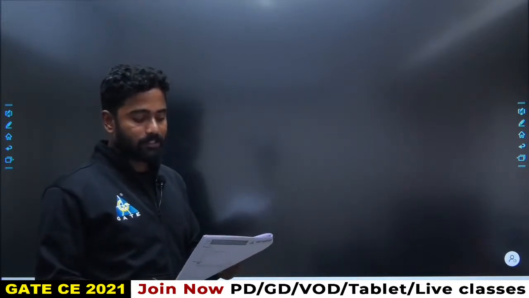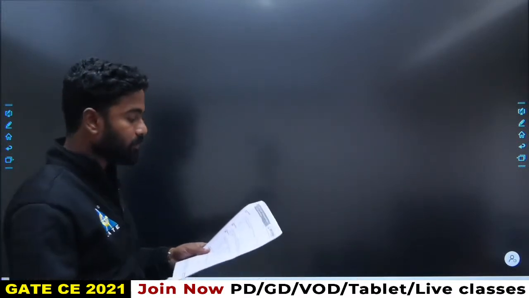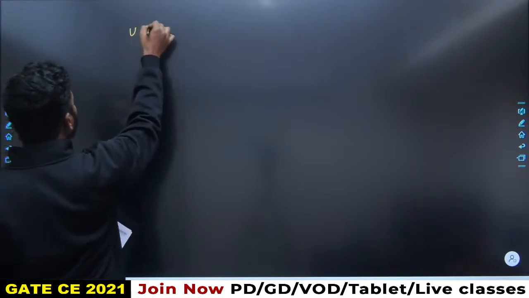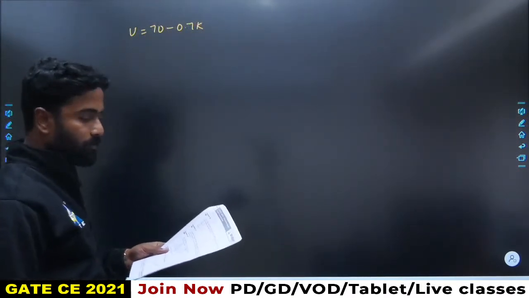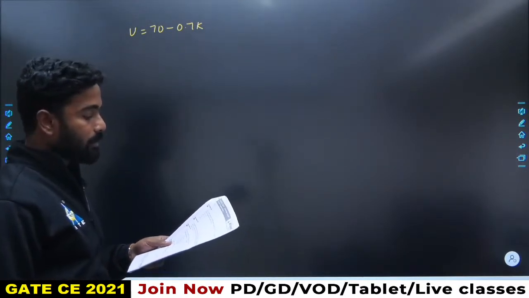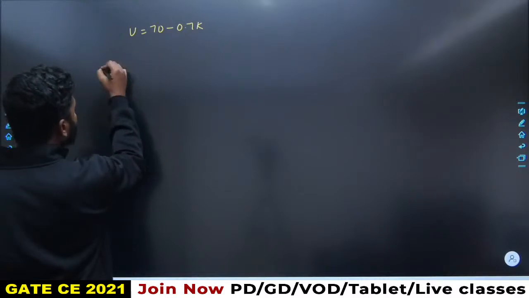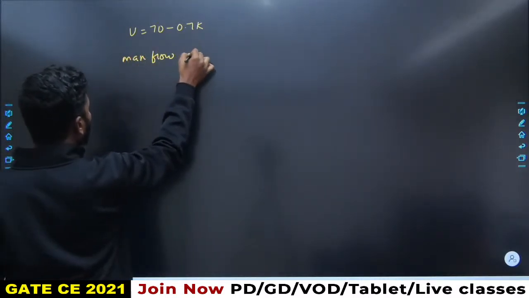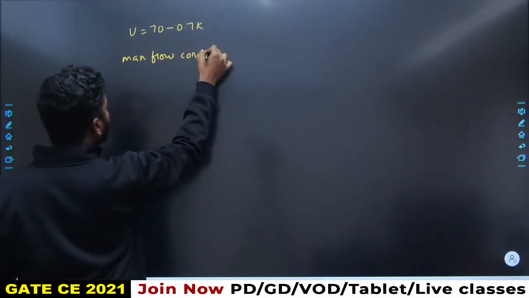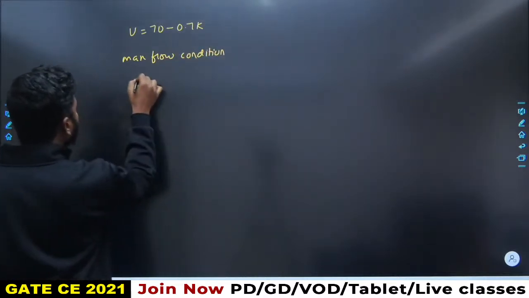On the road, the speed density relationship of a traffic stream is given as U equals 70 minus 0.7 K. At capacity condition, the average time headway is asked. At capacity condition means maximum flow condition. What is the time headway he is asking?